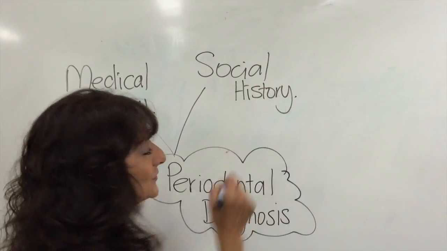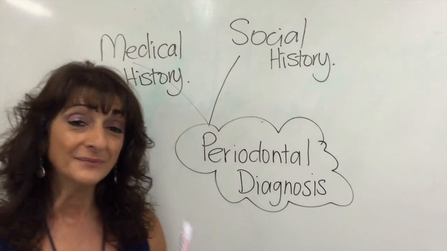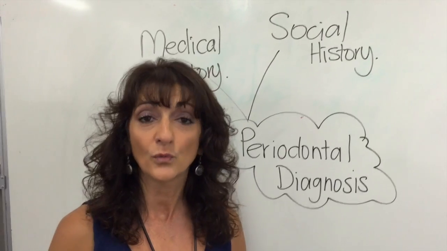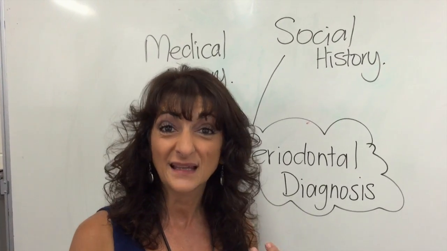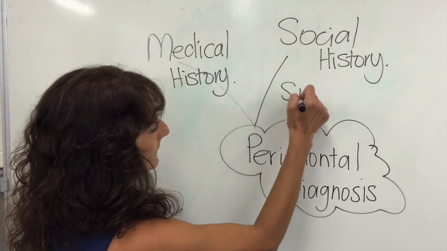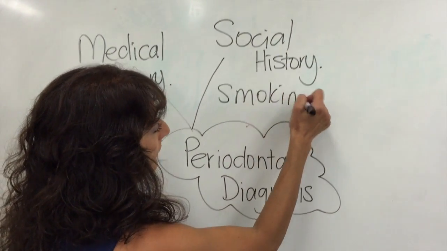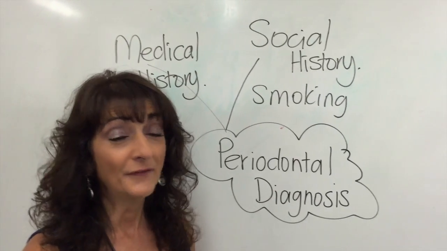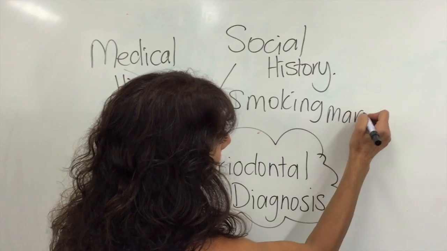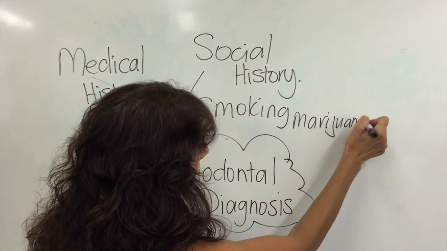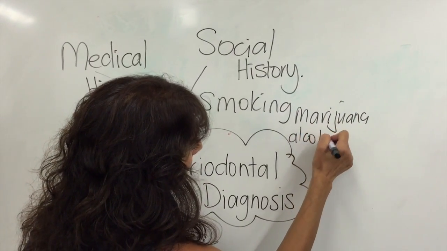Now, social history is really important because sometimes people can't cope very well with stresses that they're actually exposed to. So it might be that they might take up smoking, or they might even have to use some illicit drugs like marijuana or alcohol abuse.